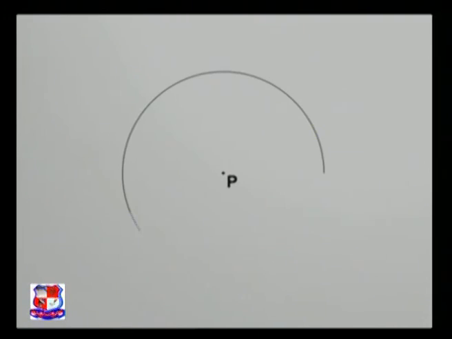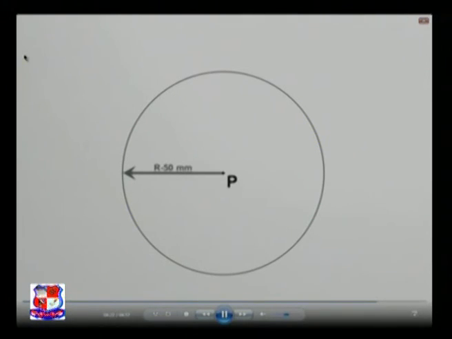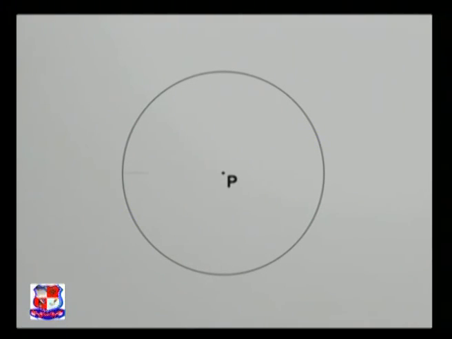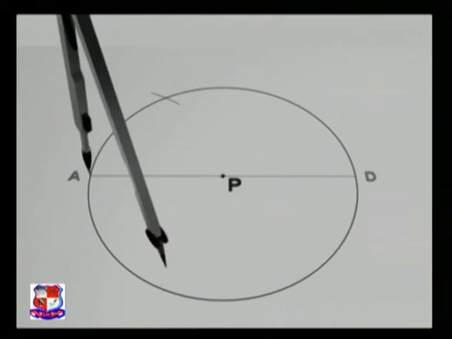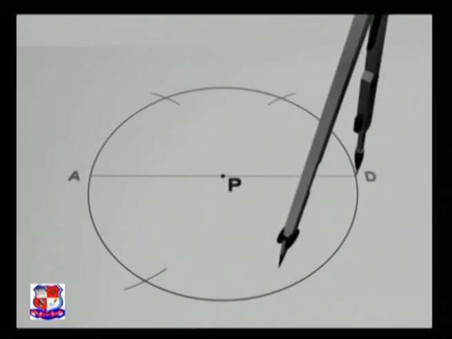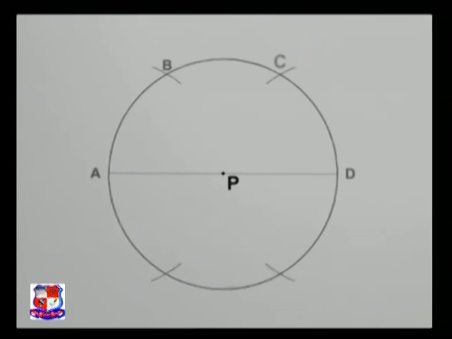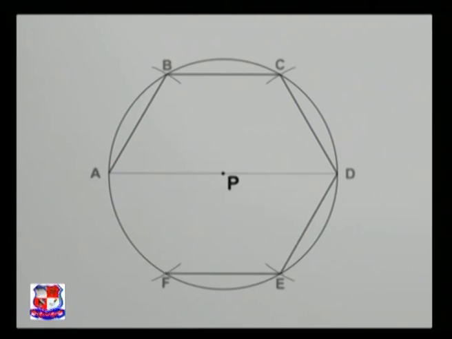First, draw a circle of radius 50 mm from point P. Now draw a horizontal line AD passing through the center of the circle. Then starting with A, we mark points at 50 mm distance on the circle's boundary B, C, E and F. Join points A, B, C, D, E, F and here we go. It's a regular hexagon. So this is how we learn commonly used geometrical constructions in engineering drawing.